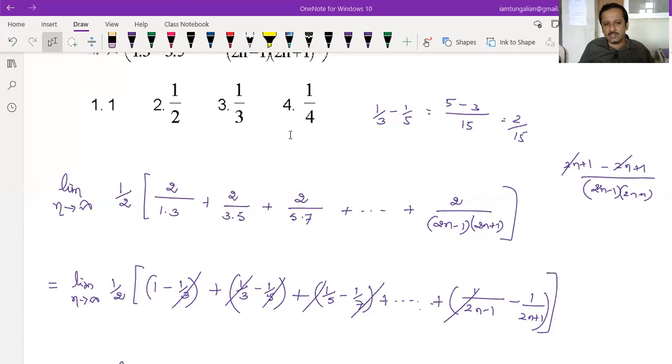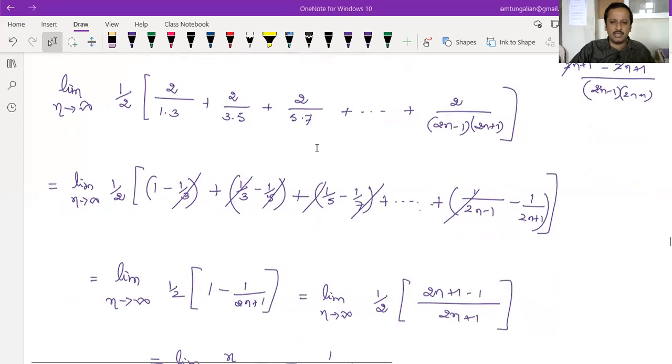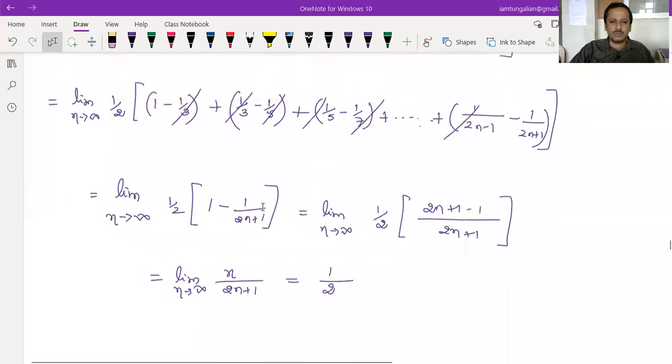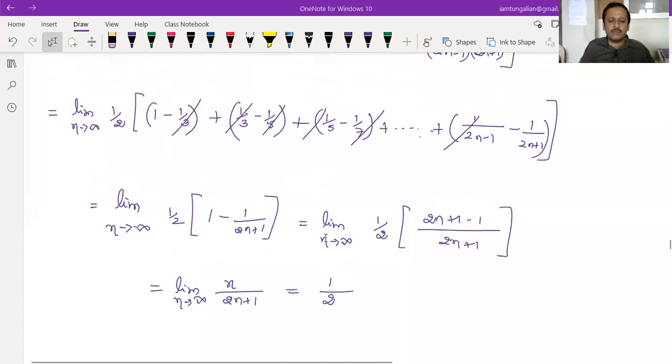All these terms get cancelled except the first and the last term. The first term is 1 and the last term is 1 by 2n plus 1. So it is 1 minus 1 by 2n plus 1. On simplification, that will become 2n plus 1 minus 1 by 2n plus 1. 1 gets cancelled, then 2 gets cancelled, n by 2n plus 1, and both are polynomials of the same degree. So the answer is 1 by 2.